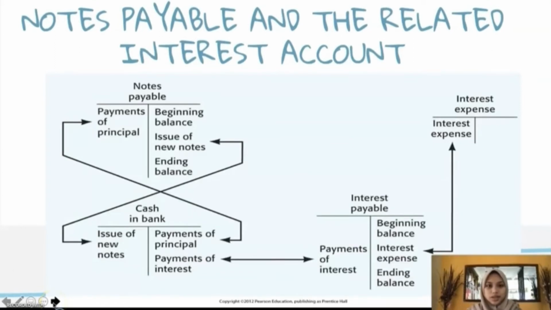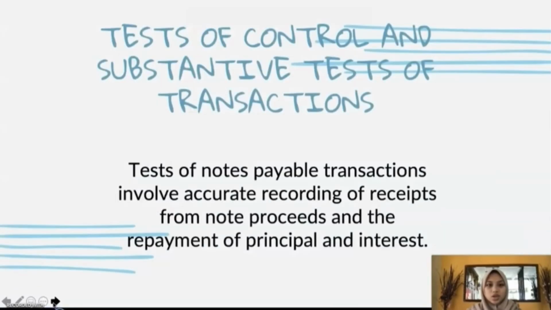I will proceed with the next slide, which is test of control and substantive test of transactions. Tests of notes payable transactions involve accurate recording of receipt from note proceeds and the repayment of principal and interest. Next, tests of control for notes payable and related interest should emphasize testing the four internal controls. These tests are part of the test for cash receipts and cash disbursements.